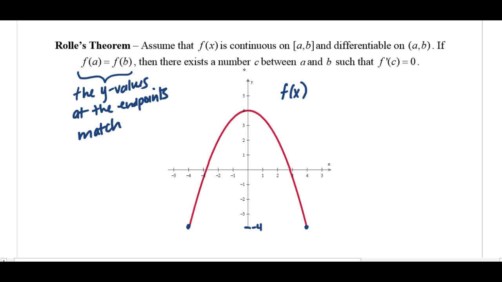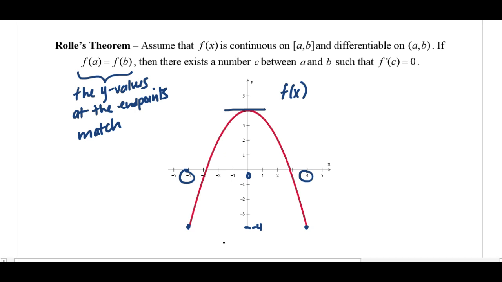So then there exists a number c between a and b such that f prime of c equals 0. So if we have continuity, differentiability, and the y values of the endpoints are the same, then there has to be a place where the derivative somewhere between a and b has to equal 0. So the slope of the tangent line has to equal 0. So the slope of the tangent line equals 0 at the x value 0 here, which falls between -4 and 4, my endpoints. So there was some place where the slope of the tangent line equals 0.